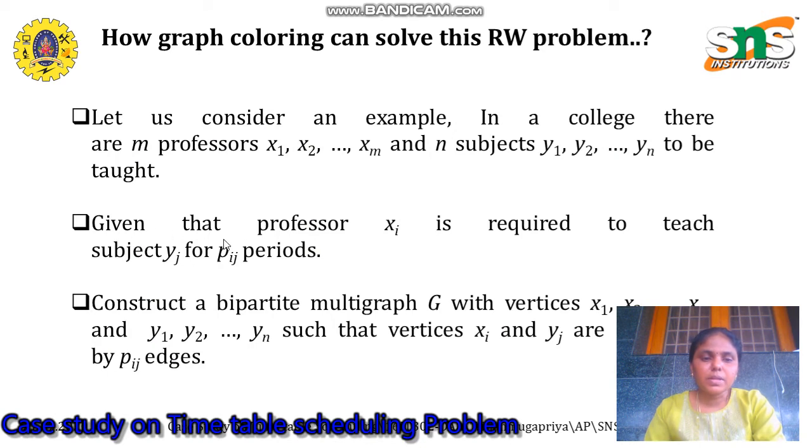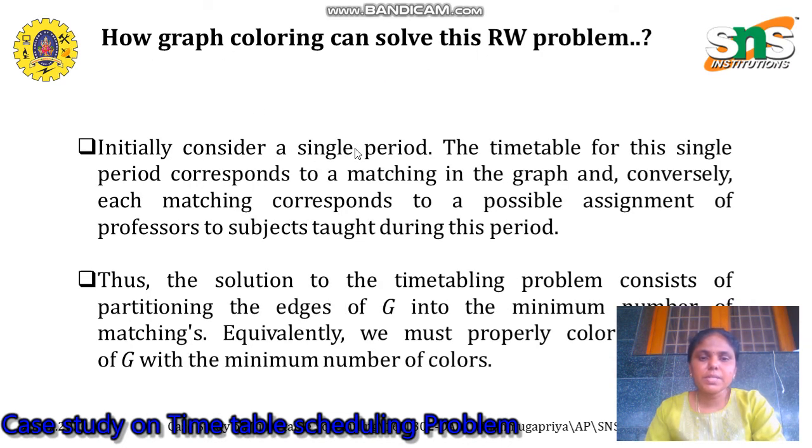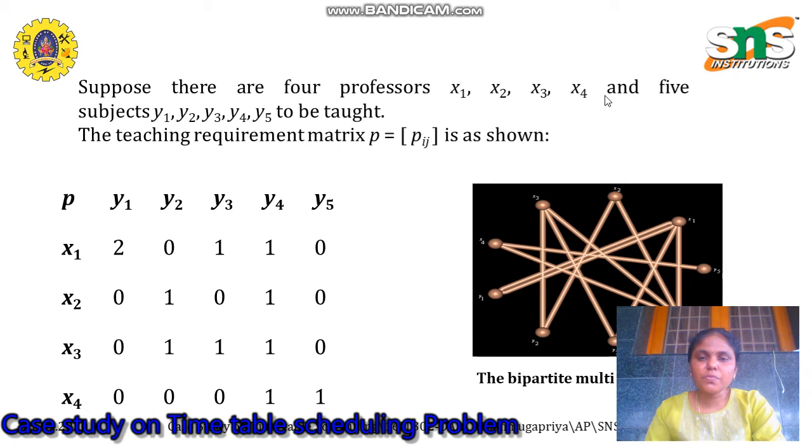Here Pij are the periods. So construct a bipartite multi-stage graph for the given problem. In that way you can solve the real world problem. Initially, consider a single period timetable. A single period corresponds to a matching in the graph, and conversely each matching corresponds to a possible assignment of professors. See this graph: x1, x2, x3, x4. There are four professors and five subjects that can be taught. The graph representation shows this situation. So this is the bipartite multi-stage graph used for developing a timetable using graph coloring.